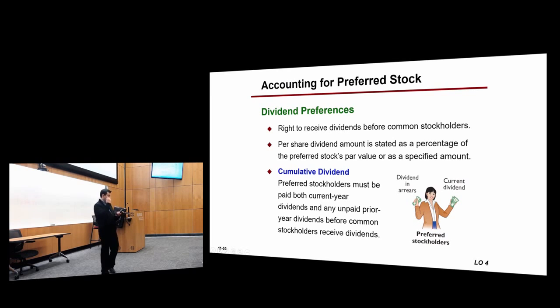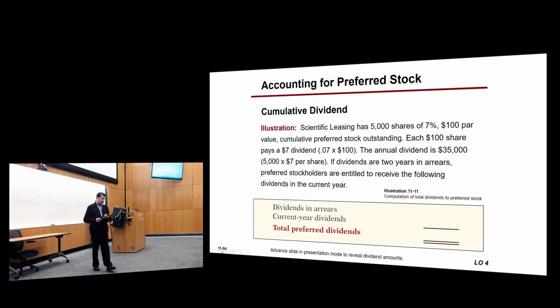So let's see how this is done. Scientific Leasing has 5,000 shares of 7%, $100 par value, cumulative preferred stock outstanding. Each $100 share pays a $7 dividend. Okay? That's 7%. The annual dividend is $35,000. If dividends are 2 years in arrears, what's the amount that will be paid to preferred dividends?